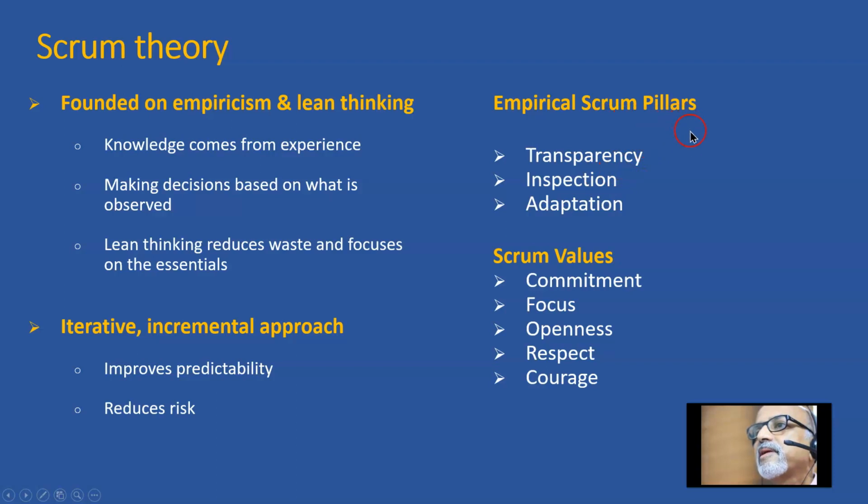The empirical Scrum pillars are transparency, inspection, and adaptation. Transparency is key. At periodic intervals, maybe there is a daily stand-up meeting or a daily Scrum, that is a form of inspection. There is a sprint review, that is a form of inspection. Then adaptation. Based on the lessons learned during a sprint, we adapt the subsequent sprints.